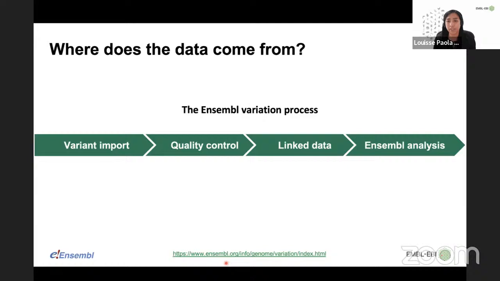So first, we import the variation data from publicly available archives. Then, during the import, the data is also being checked for quality. Next, we import the data that pass the quality control and link them with other databases or any associated studies. And then finally, we analyze the data and process them to make them available in Ensembl and for our users to view them. So let's just look at each step in more detail.